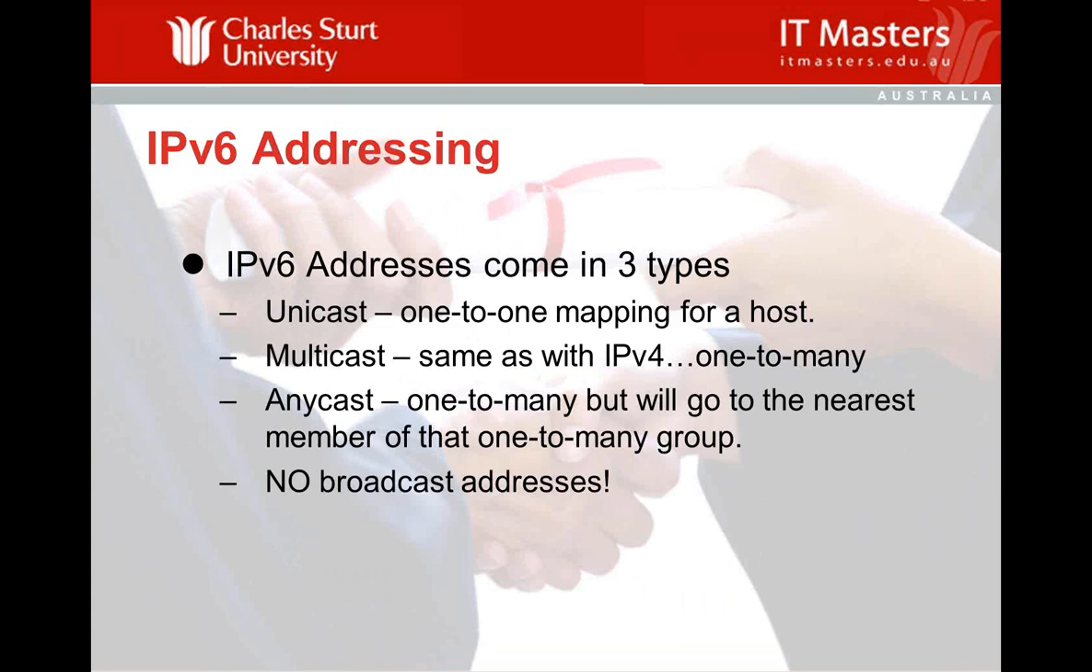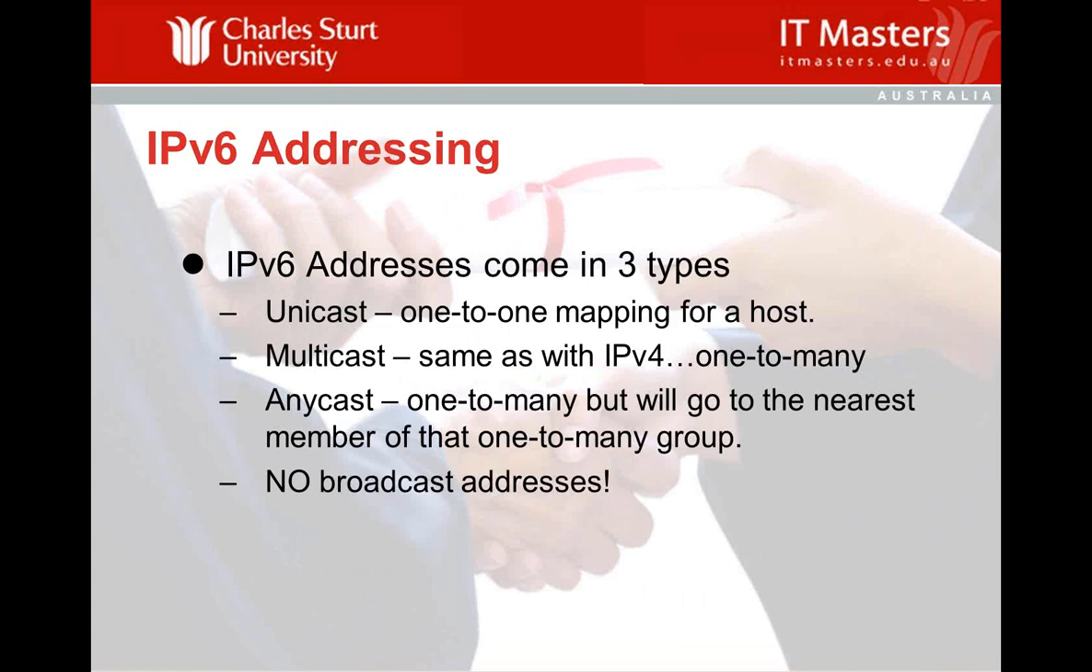So for instance, if you have a group of Anycast servers, and again this could be for streaming video or audio, you may have them in different geographical areas, one in each. Your hosts are set up to go to that Anycast address, and it's just the closest one, the first one to respond. So it's a bit like DHCP. The first one to respond will be the one it connects to.